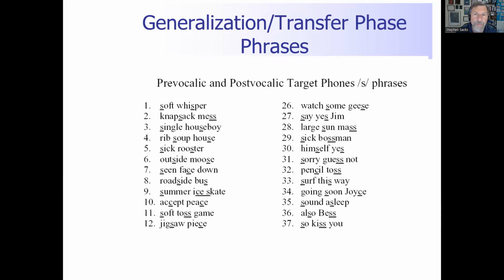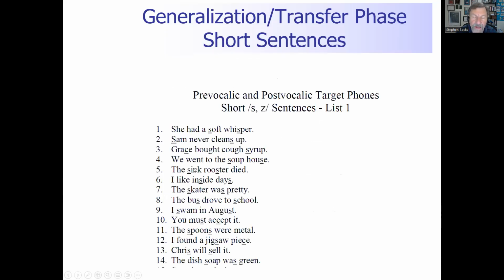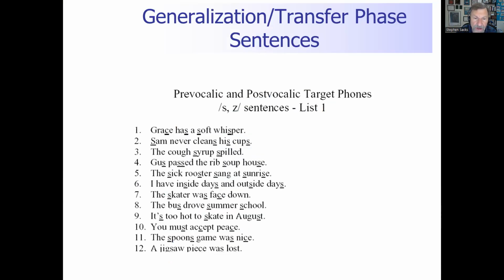So we begin with phrases where we have a prevocalic and postvocalic S in every phrase, abutting against every consonant sound. So you can see we start with P and then B and then T, etc. Then we have the short sentences and finally longer sentences.